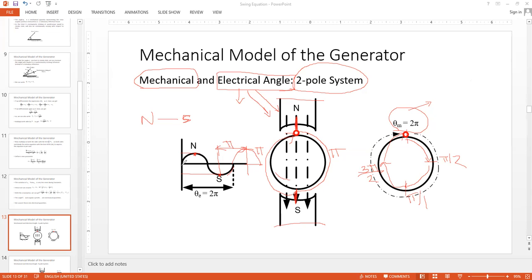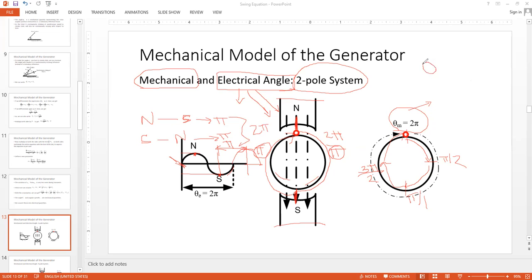So in summary, when I complete one full cycle for a two-pole system, the electrical distance is also 2 pi. Here we are covering pi from north to south, and from south to north, again, we are covering another pi. So north to south gives you 1 pi coverage. South to north gives you another pi coverage. So for a two-pole system, you have covered twice pi.